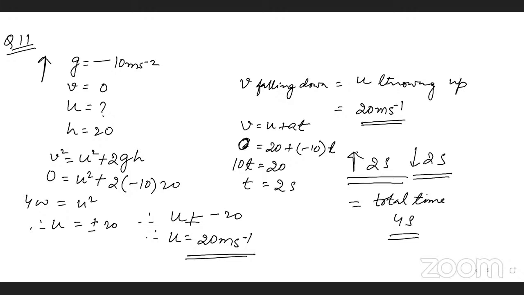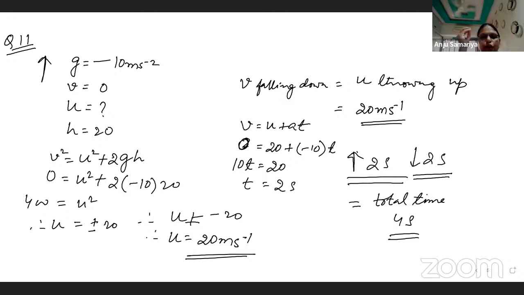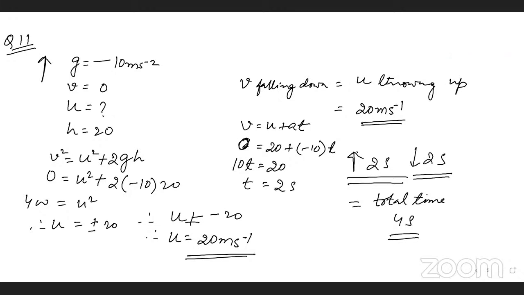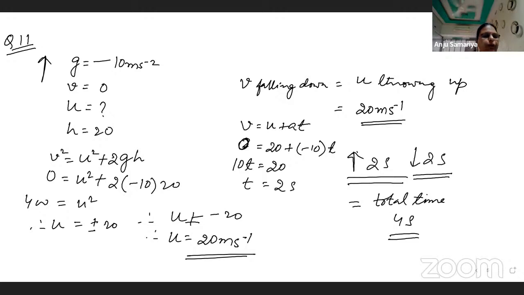A body is dropped from the top of a tower. So, dropped from the top of the tower. What is U? When it is dropped from the tower, what is U? Zero. And what is G, positive or negative? Positive. Yes. Then read.